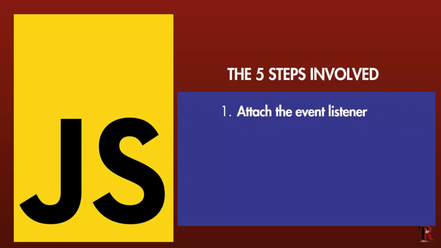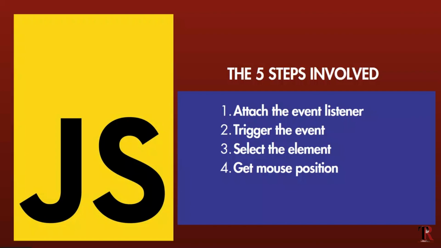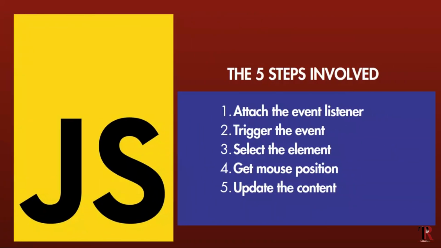We are going to do this together in 5 steps. Step 1, attach the event listener. Step 2 is to trigger the event, which means that when the mouse moves, the function runs automatically. Step 3 is to select the element, that is, target the paragraph or the button that you want to update. Step 4 is to get the mouse position, which includes both the horizontal and vertical position. Step 5 is to update the content and display the coordinates on the screen.